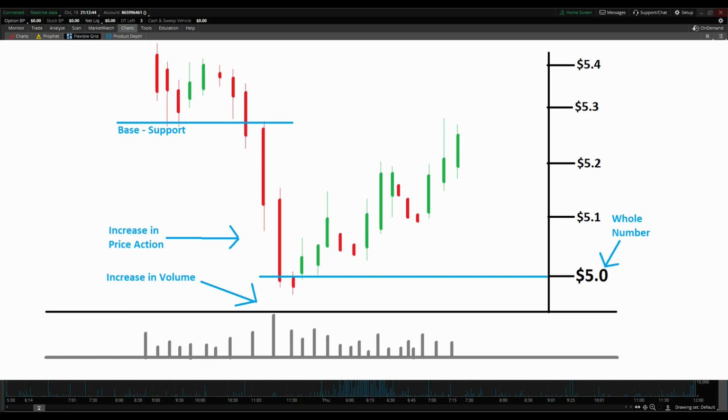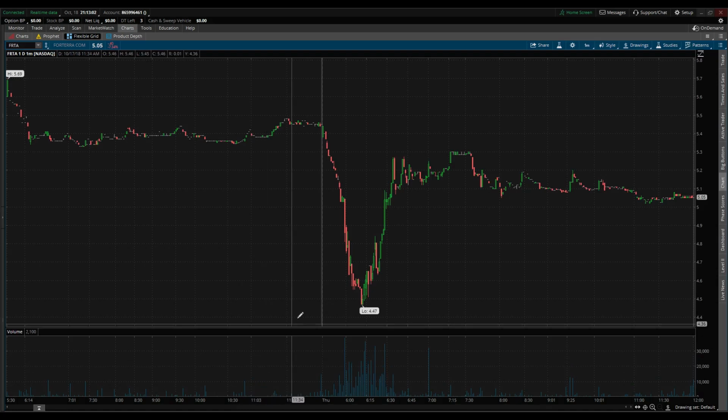So in this case, we came below $5, came right above it, came back down, and we started to base out at $5, and then we get this bounce and this recovery. So this is what a reversal looks like in layman's terms. And I'm going to show you some charts on Thinkorswim now, and we can break down how it looks in different situations.